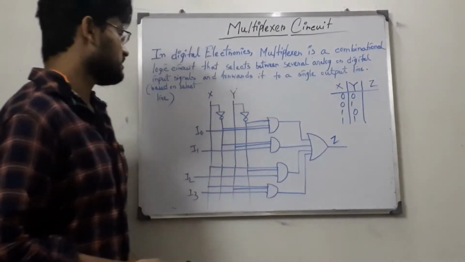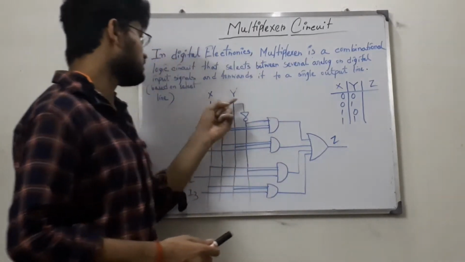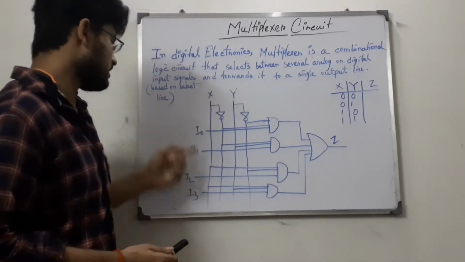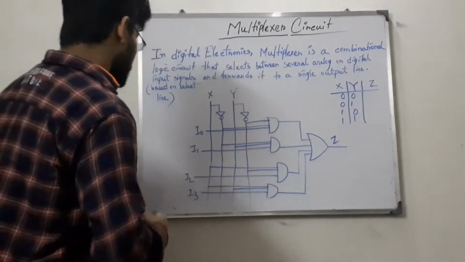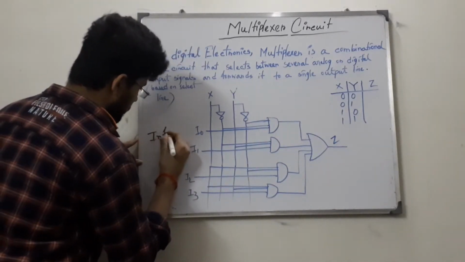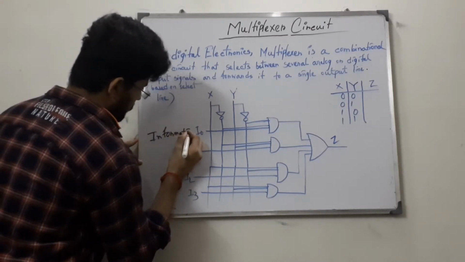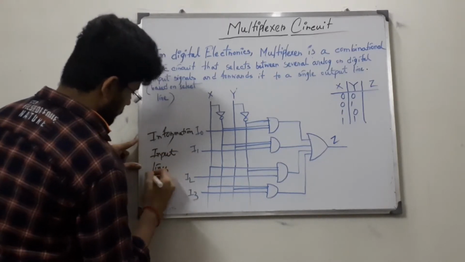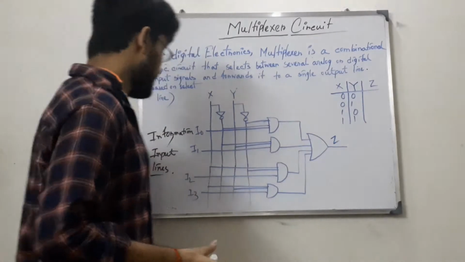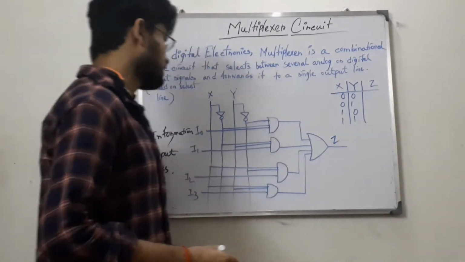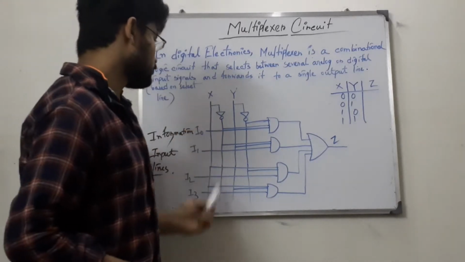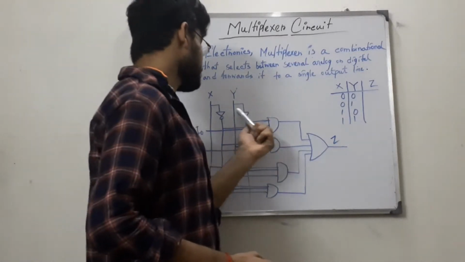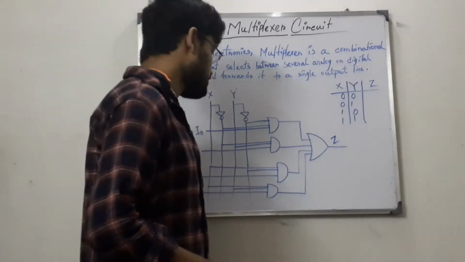Now we can see the circuit diagram of a multiplexer circuit. Here x and y are the two select lines, and I0, I1, I2 and I3 are the 4 information or input lines. This is the circuit. We first take the true value of x and the true value of y, then the complemented value of x and the complemented value of y, for building the circuit diagram.